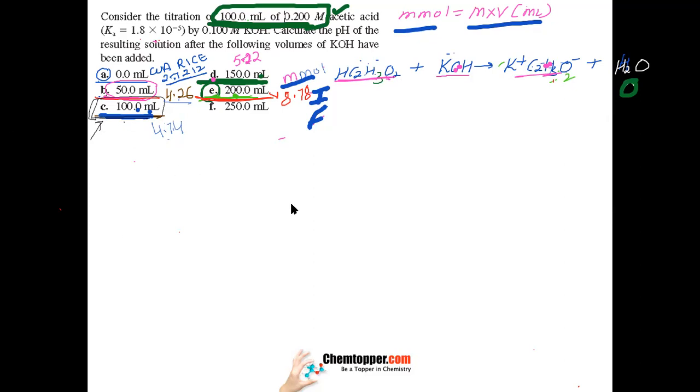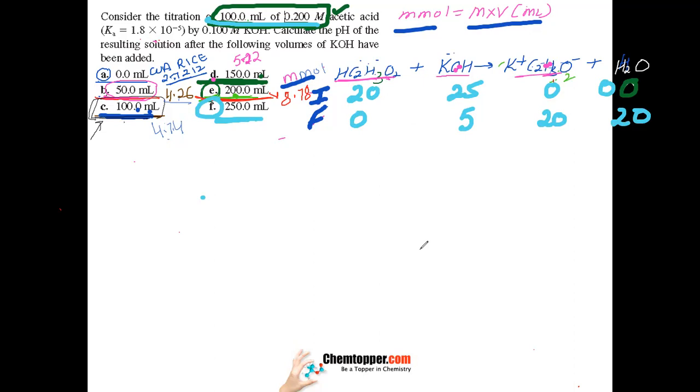Still the same. There is no change in the initial amount of the acetic acid. So how much? 20. How much KOH added? 25. Who is the limiting reactant now? We are doing the F part. Who is the limiting reactant? This one. How much KOH left? 5. How much acetate formed? 20. Water? 20.